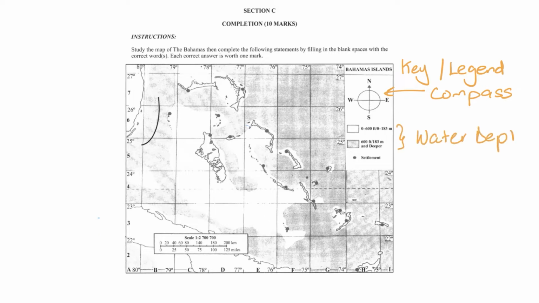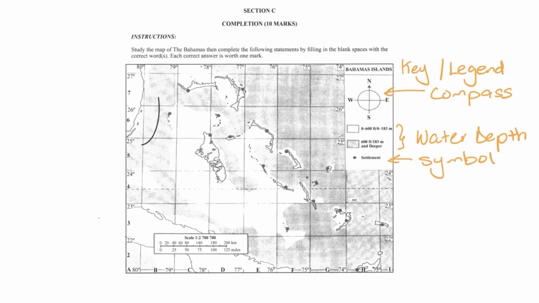Now, with a question like this, the first thing you want to do is study the map. You want to get familiar with what is on the map and what it's all about. And one of the first things we notice on this map is that it has a key and a legend. And within the key and the legend, the first thing at the top there is the compass that tells us the direction of north, east, west, and south. Next up on the key beneath the compass are symbols to represent the water depth and also the settlements.